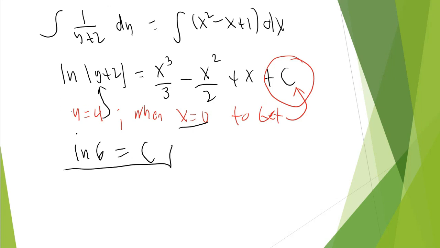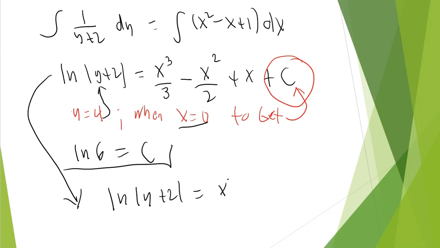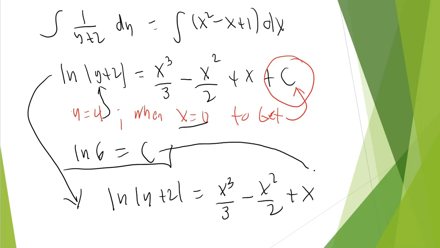So the solution to the initial value problem is ln of the absolute value of y + 2 equals x³/3 − x²/2 + x. And then the c we got, we put it here: plus ln 6.